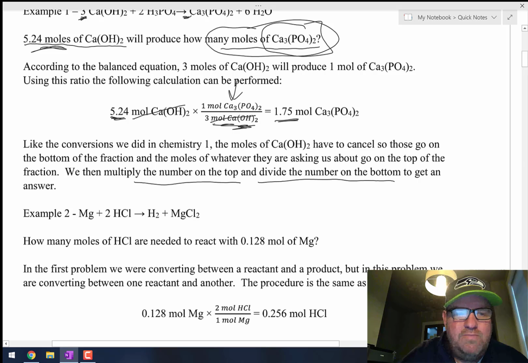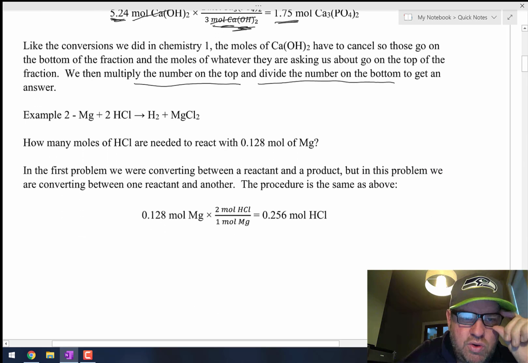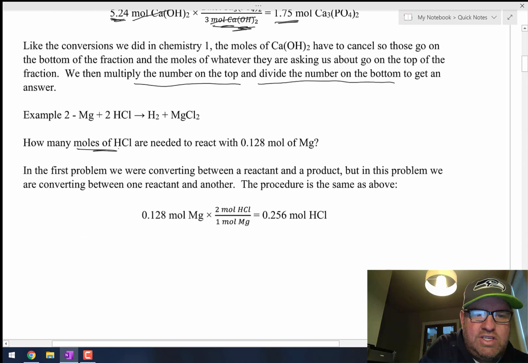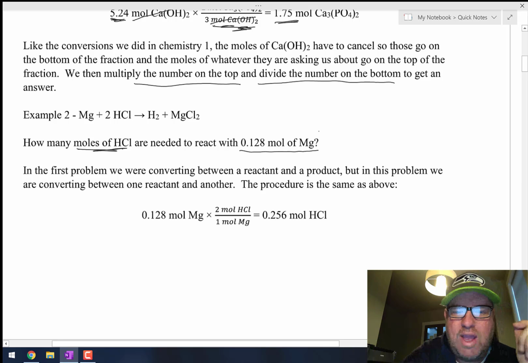Again, we multiplied the number on the top, we divided the number on the bottom, and we got our answer. Okay, let's look at example number 2. How many moles of HCl are needed to react with 0.128 moles of magnesium?